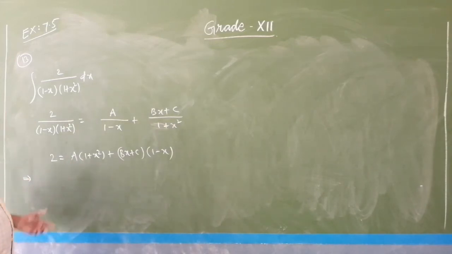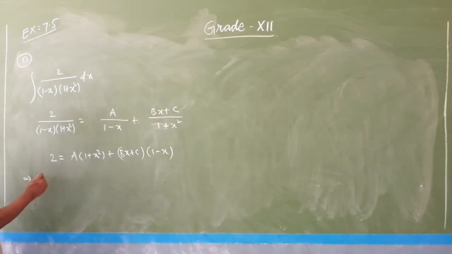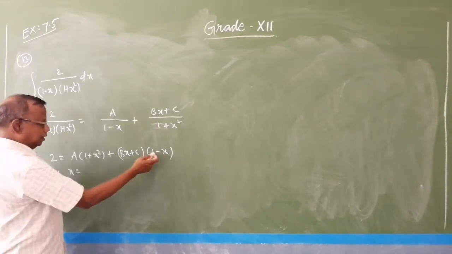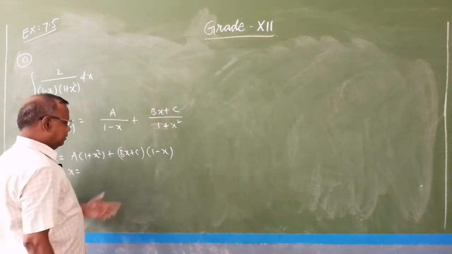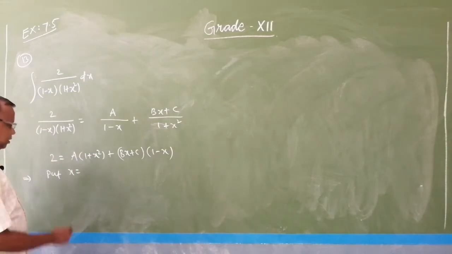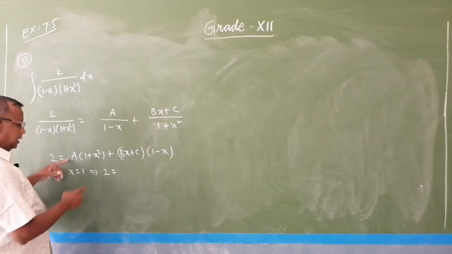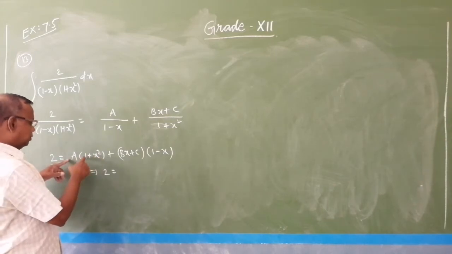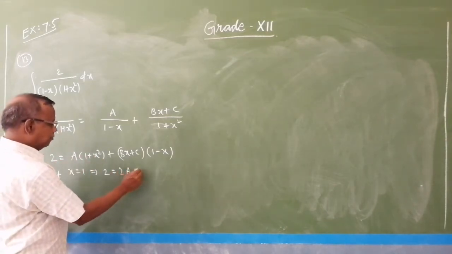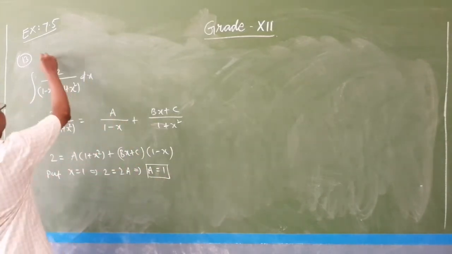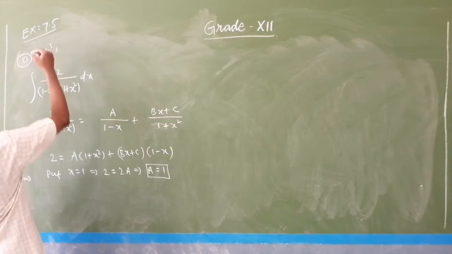As I have told you earlier, we can put some values for x and eliminate the constants. Putting x equal to 1, B and C will be eliminated and we can find the value of A. So, LHS 2 equal to, here x equal to 1 means 1 square plus 1 is 2, 2A, which gives A equal to 1. Let us write here A equal to 1.